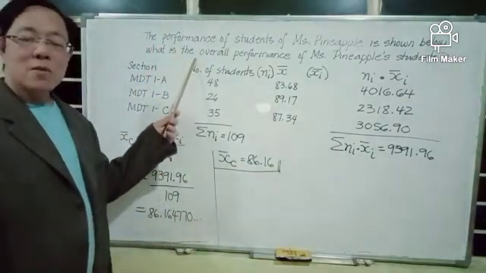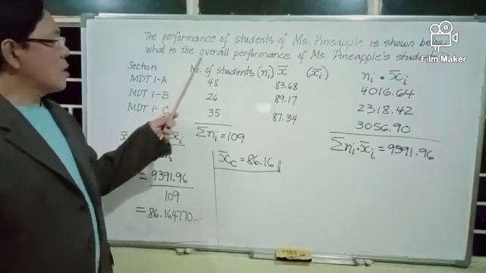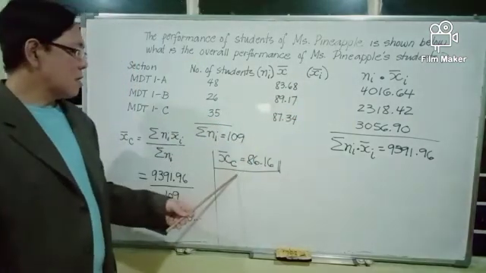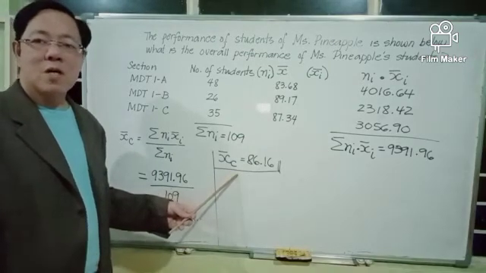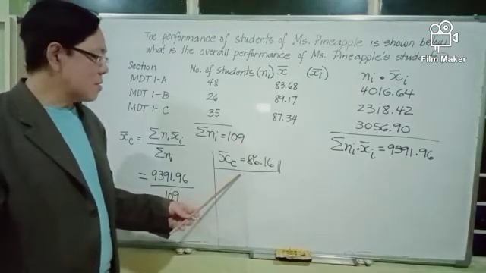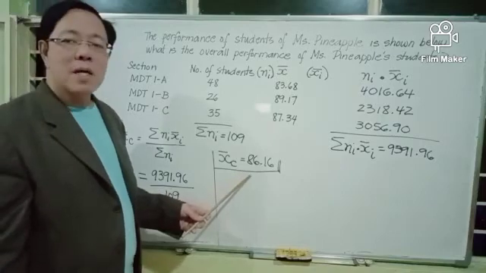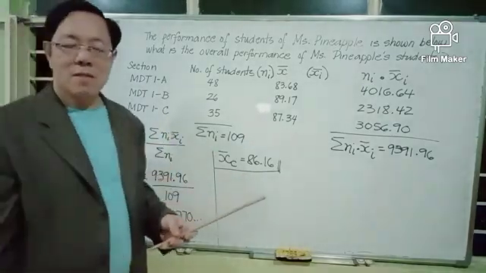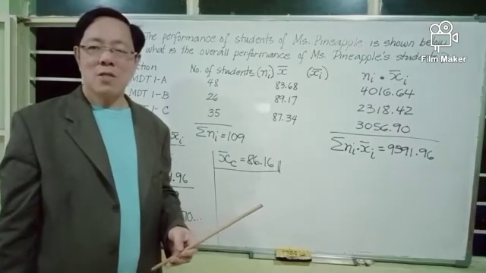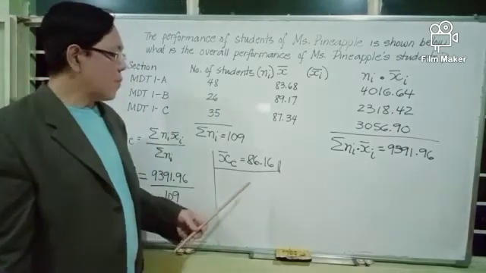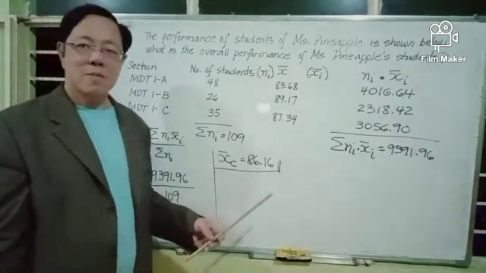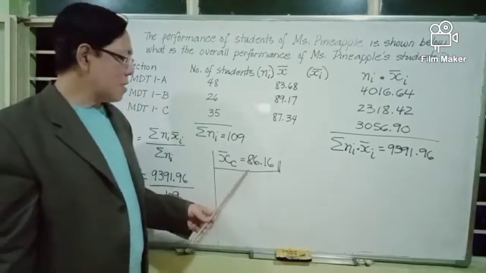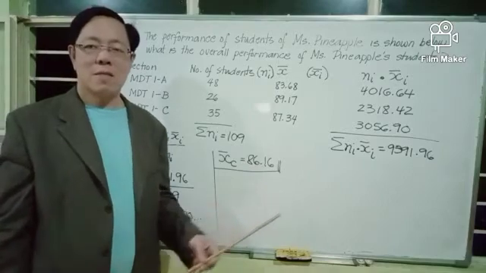The answer now to the question, what is the overall performance of Miss Pineapple students? You can say that the overall performance of Miss Pineapple students is indicated by the combined mean of the three groups of MedTech, three sections of MedTech of Miss Pineapple in the last completed semester. And that average or combined mean is 86.16.